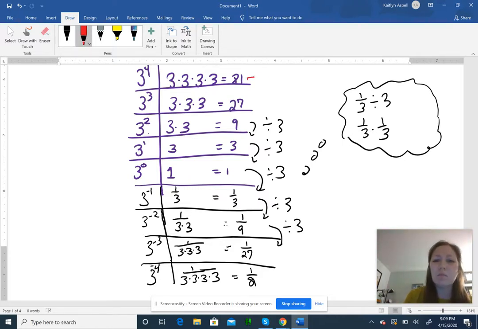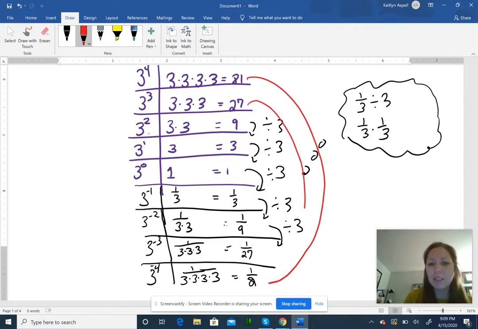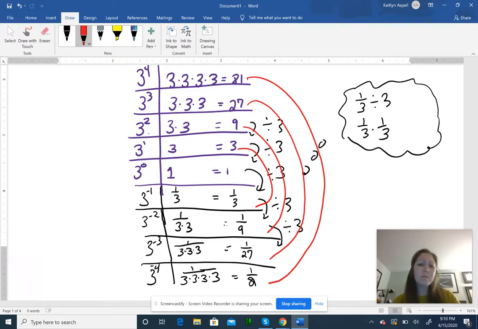Even nicer, let's look at this. My little rainbow here, okay? 3 to the 4th is 81. 3 to the negative 4th is 1/81. 3 to the 3rd is 27. 3 to the negative 3 is 1/27.